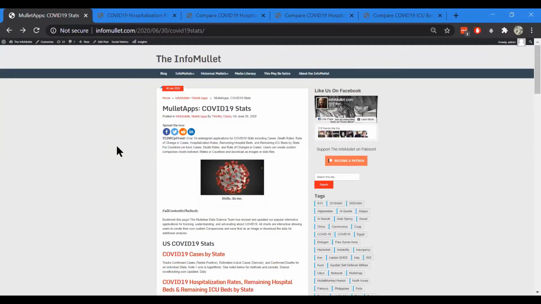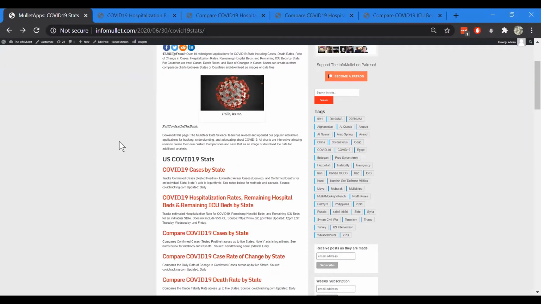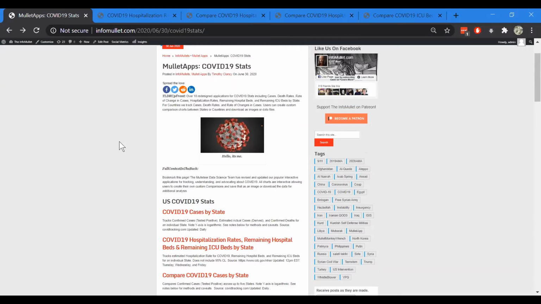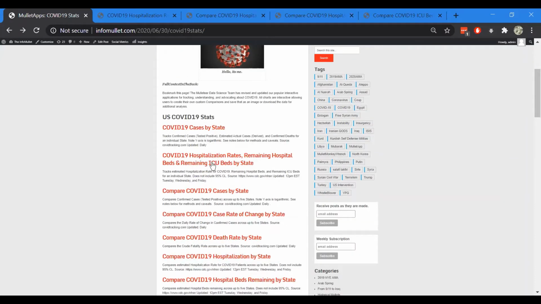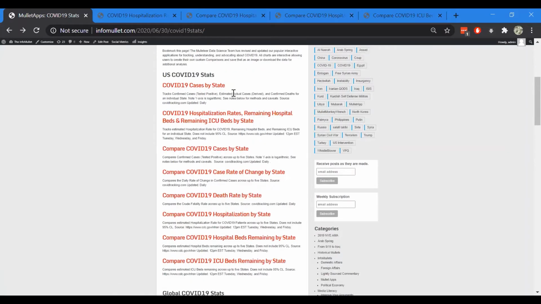This is the InfoMullet page. If you go there today, the top pinned post is our tracking. Jerry did a lot of work over the weekend. I want to give him another shout out. All our apps, we have over 12 applications now that track all this stuff for COVID-19. You can see states, hospitalization rates, remaining hospital beds.